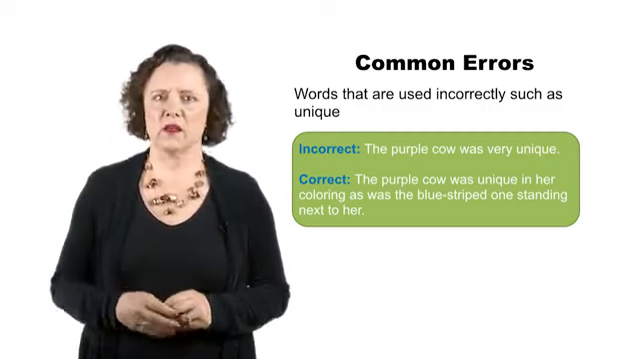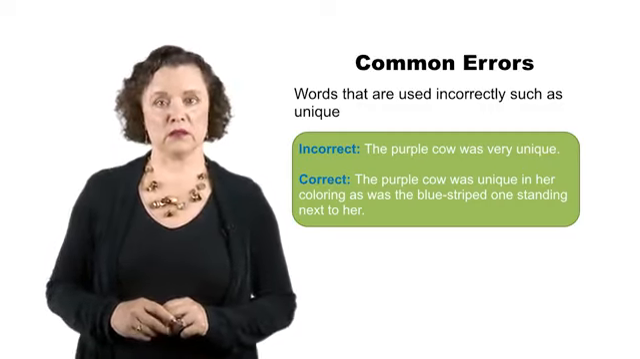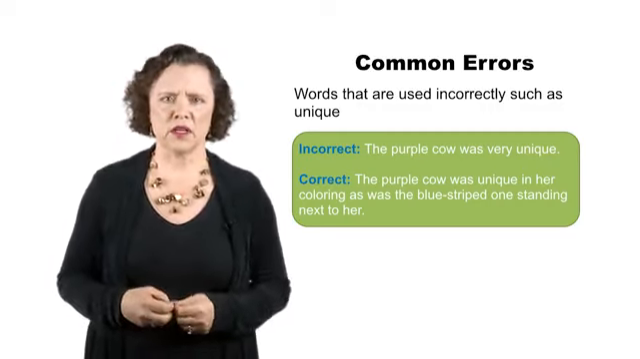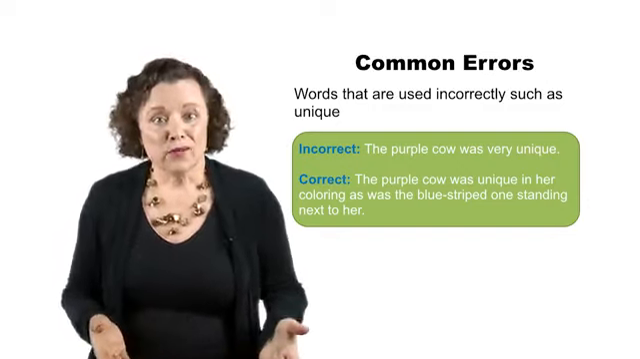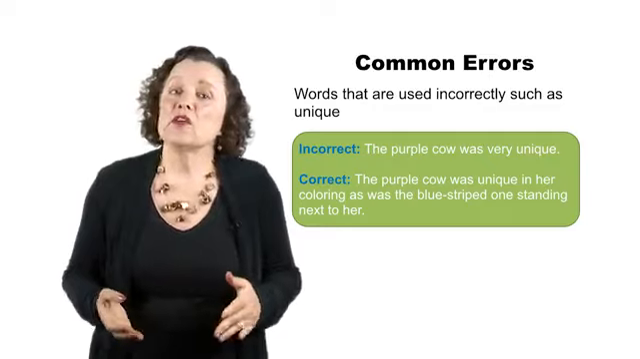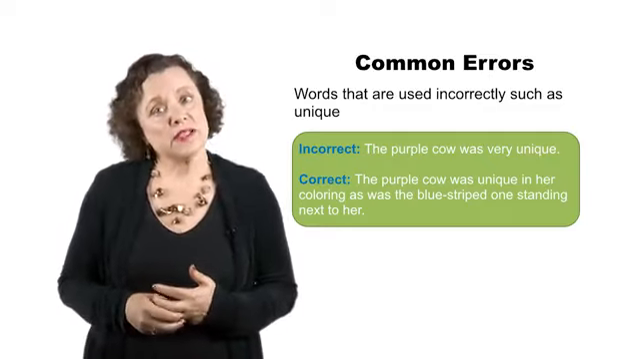The sentence, "The purple cow was very unique," is repetitive. Either there is a purple cow or there isn't. You could, however, say the purple cow was unique in her coloring, as was the blue striped one standing next to her.